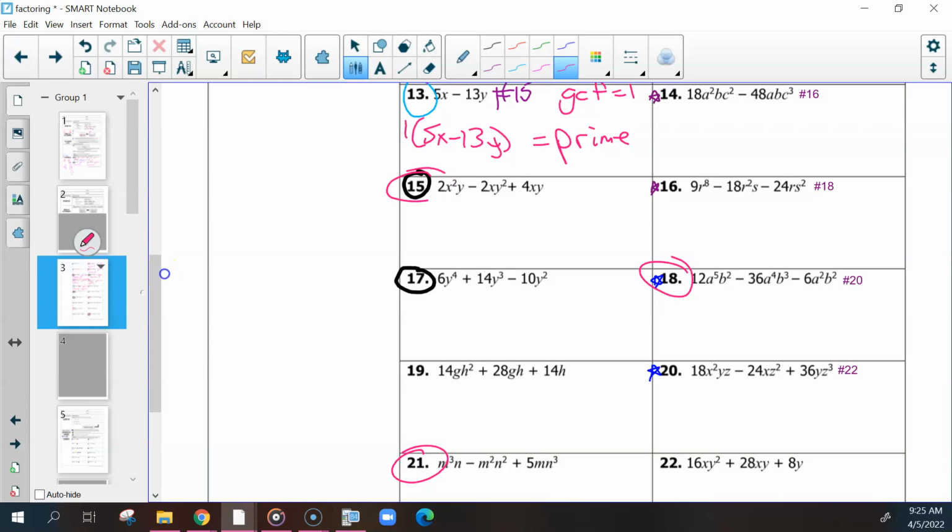Number 15. Now there are 3 terms, but same rules still apply. What is the highest number we can divide out of each? 2. And then how many variables or what variables can we take out? 1x and 1y. When you start to get more terms, I would probably go back to writing it as a division problem just so you don't miss something. You don't have to do that, but if it helps you, I would do that.